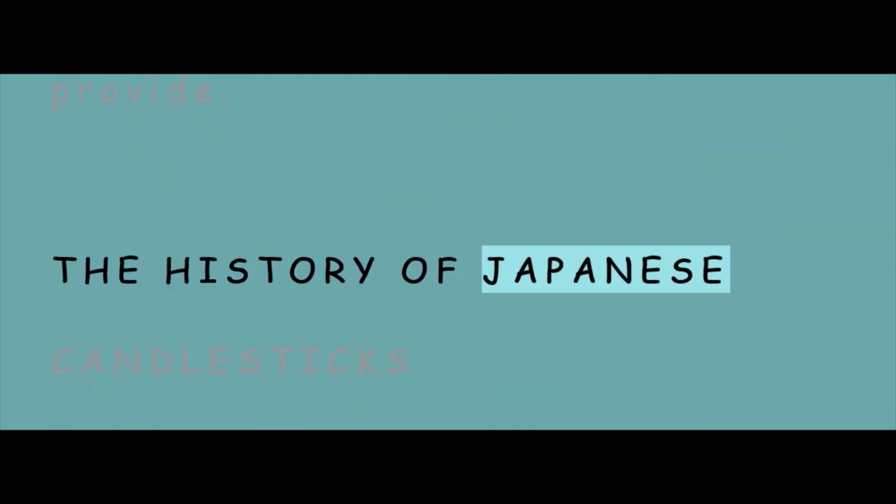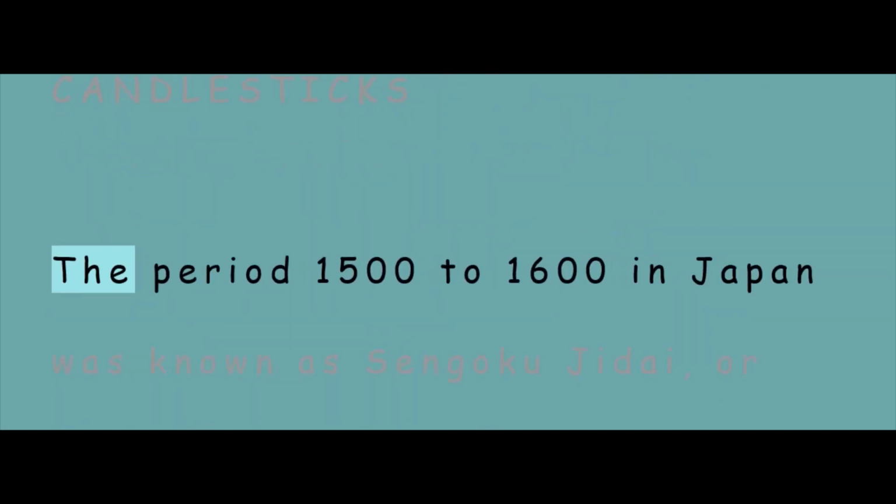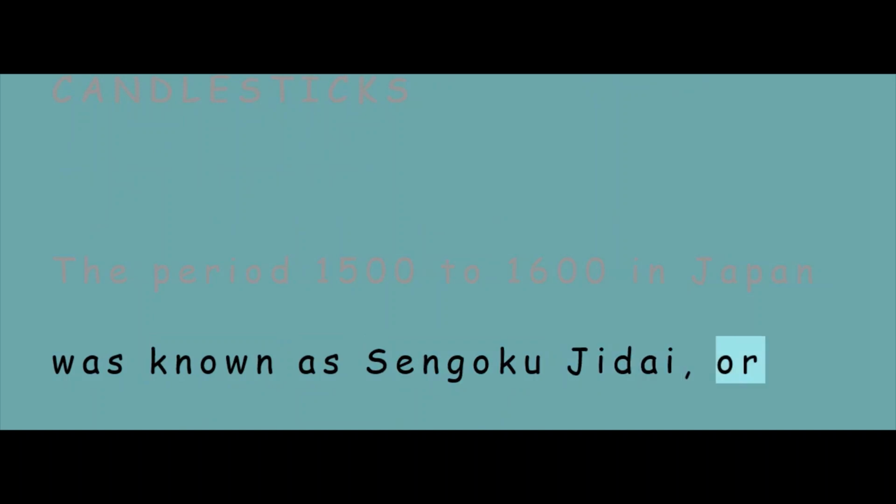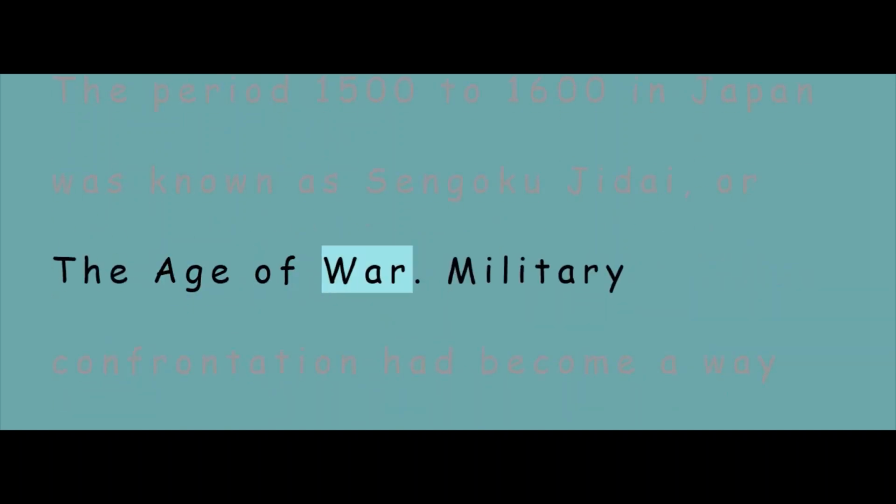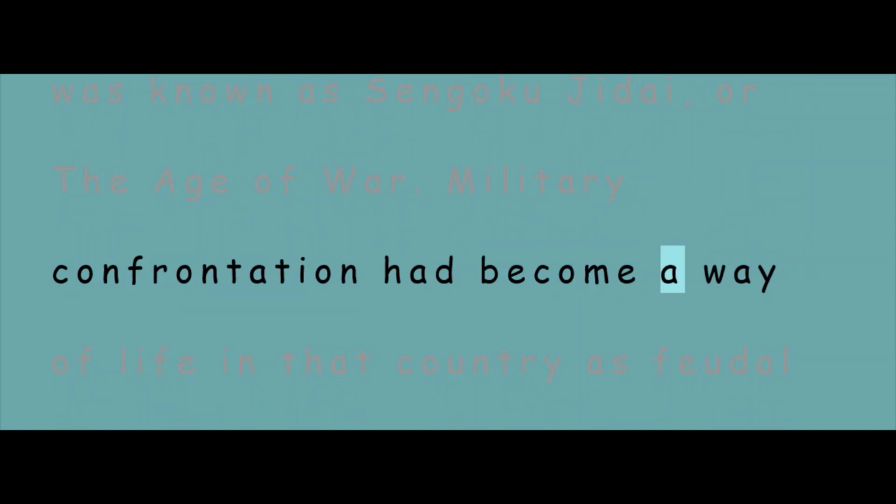The history of Japanese candlesticks. The period 1500 to 1600 in Japan was known as Sengoku Jidai, or the Age of War. Military confrontation had become a way of life in that country as feudal lords fought for control of rival territories.